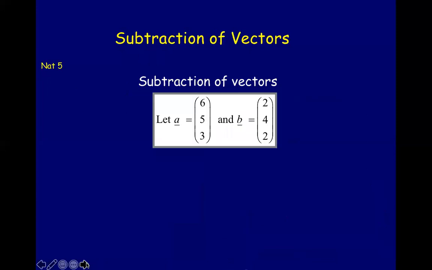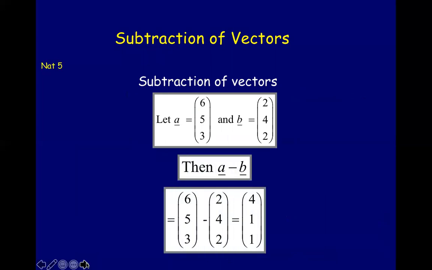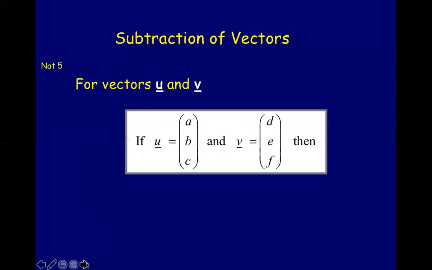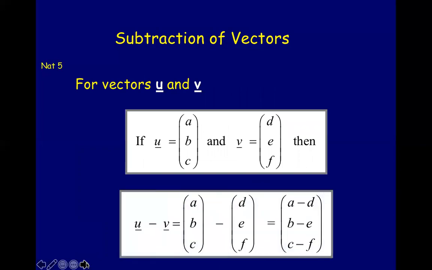So subtracting 2 vectors, very simple. Adding, you add the components, subtract, you just take them away. So 6 take away 2 is 4, 5 minus 4 is 1, and 3 minus 2 is 1. So that's how you'd subtract 2 vectors. In general, if you've got U as (A, B, C) and V as (D, E, F), U minus V just becomes A minus D, B minus E, and C minus F in its component form.